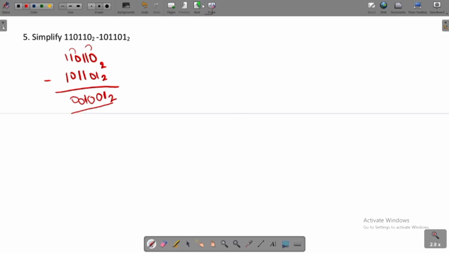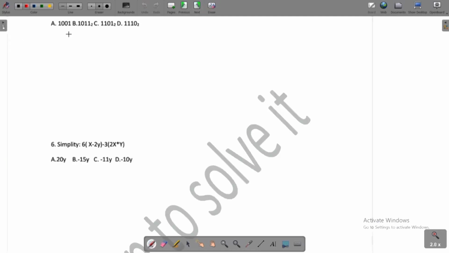So let us check our options. Our answer we got is 001001 in base 2, which is the same thing as 1001. So the answer is E.